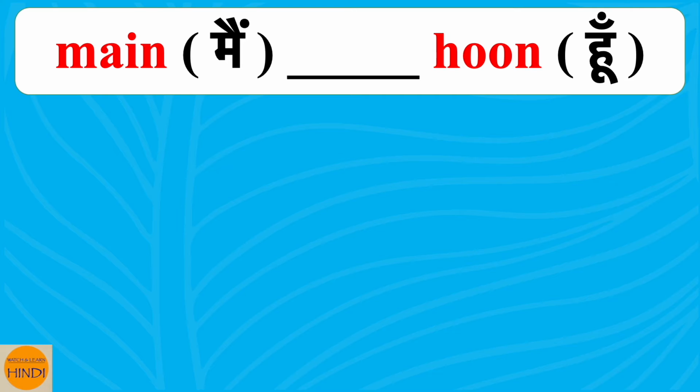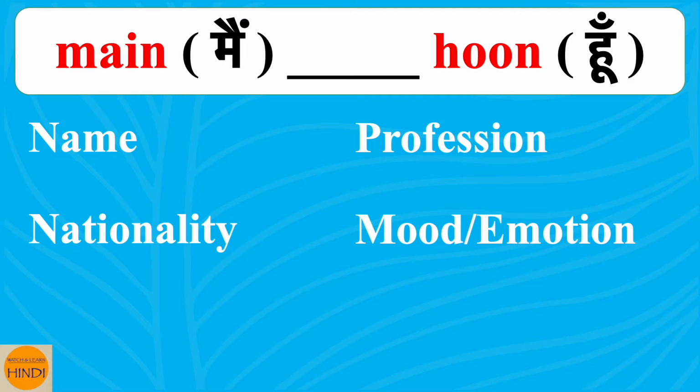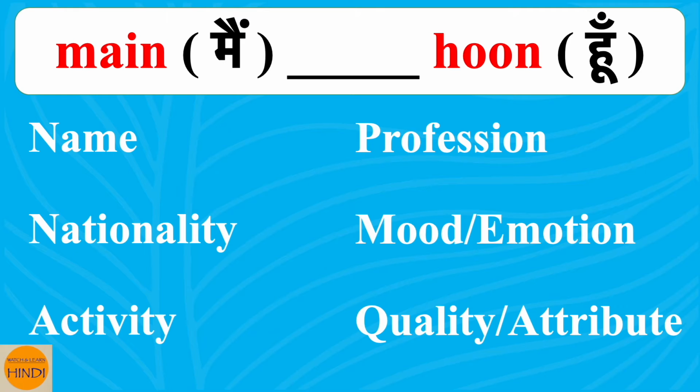Well, a lot of things like your name, profession, nationality, mood or an emotion, activity, a quality or an attribute. Let us go through them one by one with example sentences.